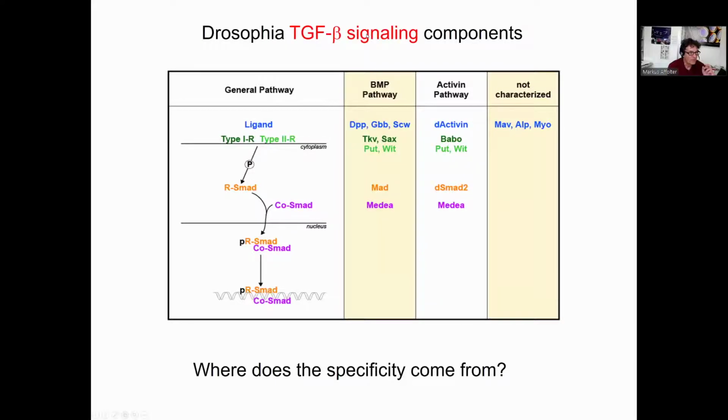So again, TGF-beta signaling components. As I said, when we started, DBP was known as a gene, and that was it. Nothing else. And then slowly, people started to clone genes and find similar genes, and something that looks similar to DBP is probably a ligand. The sequence is similar. So these are the three ligands of the BMP pathway in flies: DBP, GBP, screw.